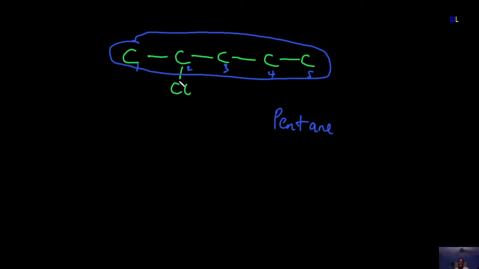Now that I've named my parent chain, the next thing I'm going to do is to name the substituent. The substituent is named as a prefix, that is, before the parent chain. And what is the name of this guy? This is chloro. But this chloro is located on number 2, so I'm going to put it down as 2-chloropentane.